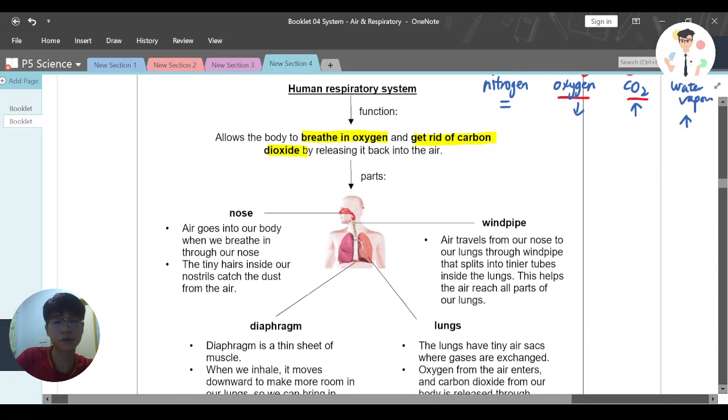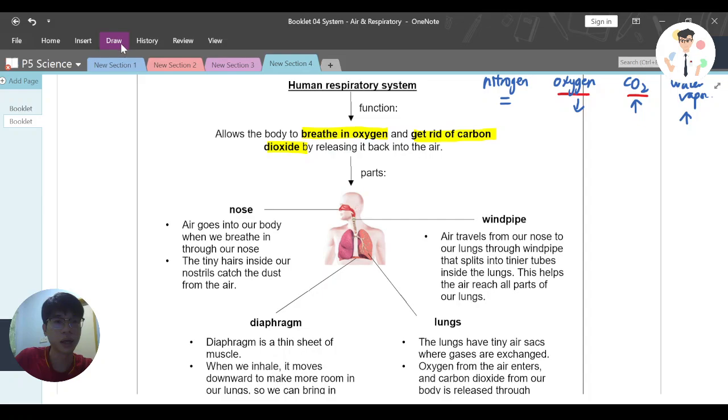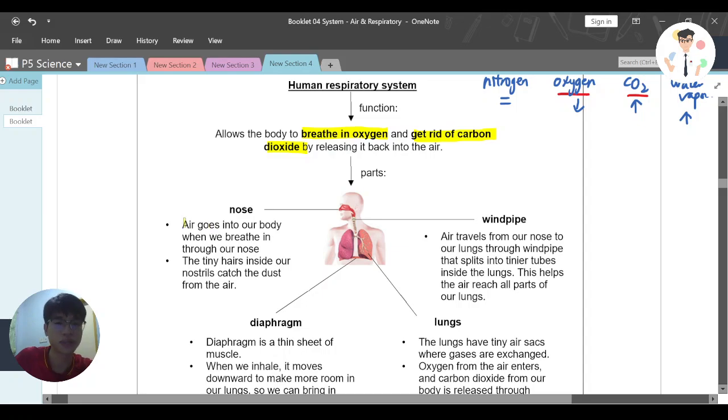Now, there are four main parts in our human respiratory system. The first is the nose. In simple terms, air goes into our body through our nose when we breathe in, and there are tiny hairs inside our nostrils that catch the dust. Then after going into our nose, it will go through our windpipe. Air will travel from our nose to our lungs through our windpipe.